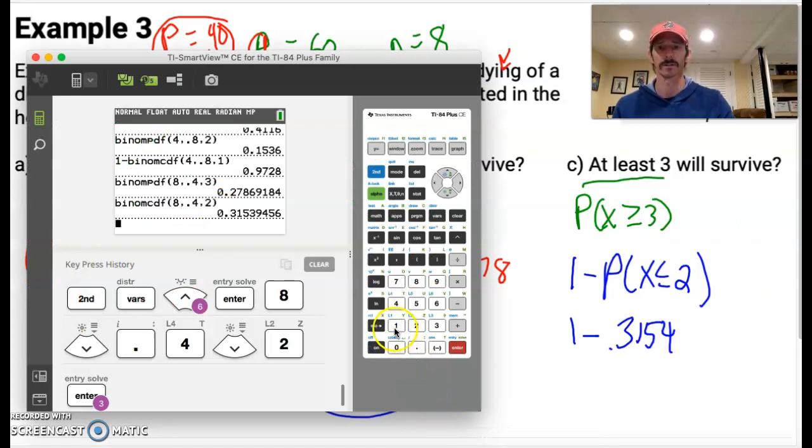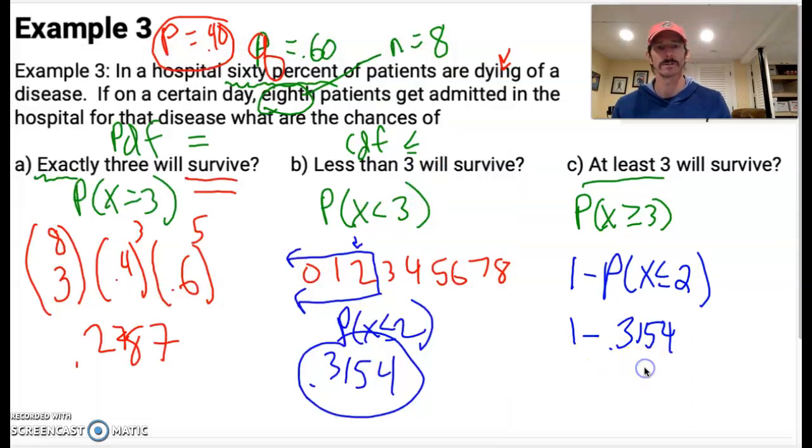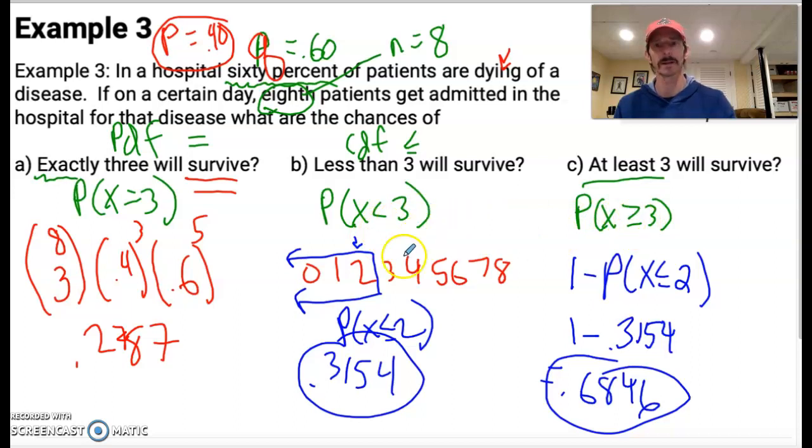And so I can literally in my calculator go 1 minus second answer. I think that's answer. And we hit enter, and so it would be 0.6846. So that is going to equal 0.6846. So there you go. And that's how you kind of do those. Again, I can mess with you on changing the equal to underneath these inequalities or switch them around. You got to really think about it, but you can always also draw a model for yourself.